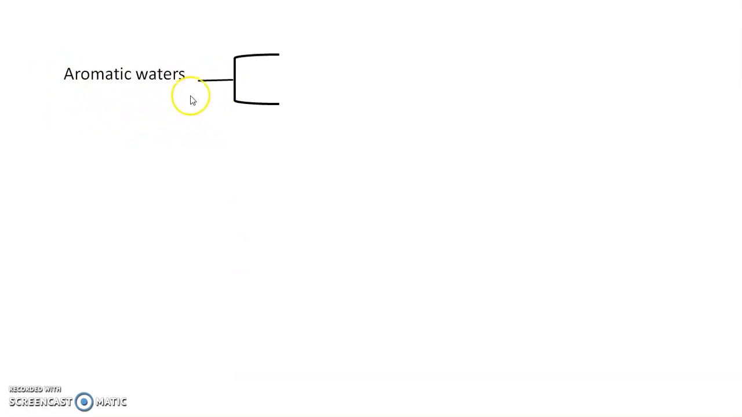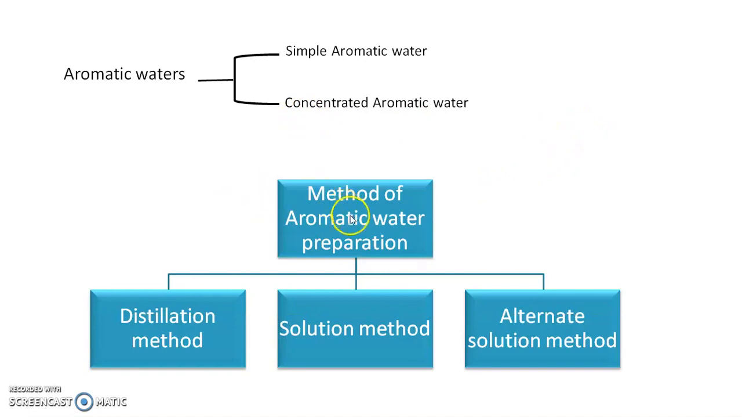Aromatic waters are mainly of two types: simple aromatic waters and the concentrated aromatic waters. Then methods of aromatic water preparation are mainly three: a distillation method, solution method, and alternative solution method. First of all, we see the distillation method.